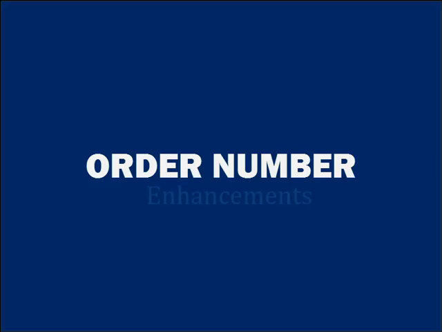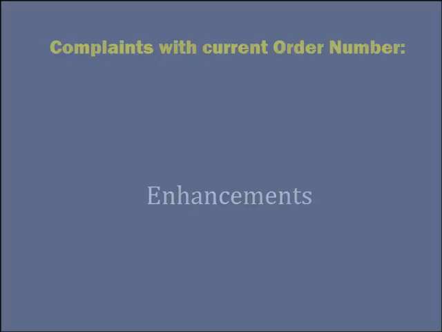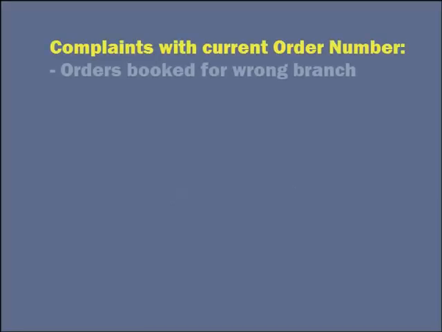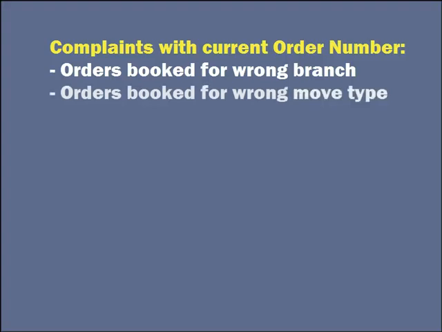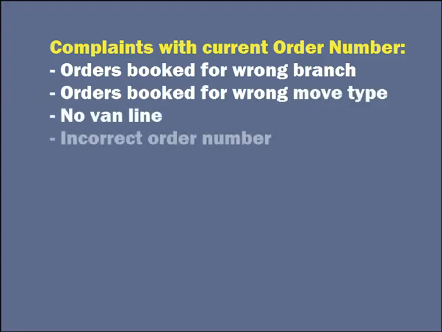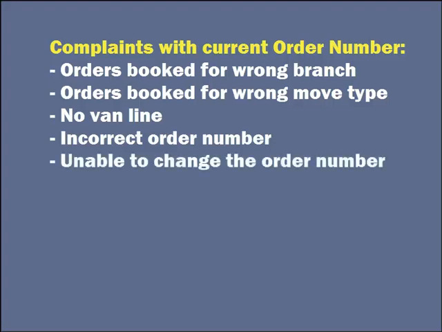Over the years, we've had a wide variety of requests to modify how the order number works in MoversSuite. Complaints include users booking orders for the wrong branch or move type, users forgetting to select the van line when creating a new order, users entering the incorrect order number, and requests to allow a user to change the order number. And the most pressing of these requests is the issue of reused order numbers in MoversSuite, which are caused by a van line recycling or reusing order numbers.